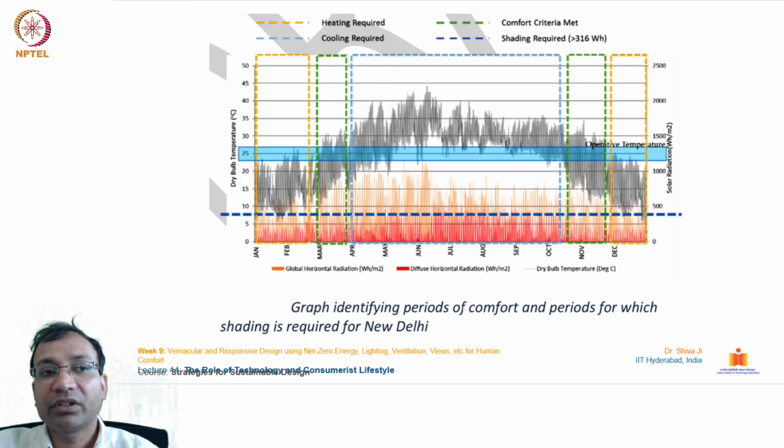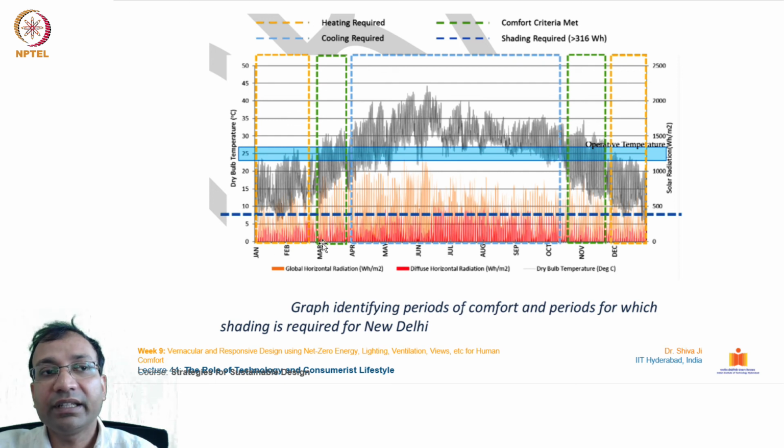Further, this is a graph identifying periods of comfort and periods for which shading is required for the city of New Delhi. You can see the temperature ranges are drawn on this axis, dry bulb temperature from 0 to 50, and on this scale we have the number of months, total 12 months, January to December, and this side we have the solar radiation from 0 to 2500. You can see how the temperature keeps on increasing in these many months. This is shown through these dotted lines.